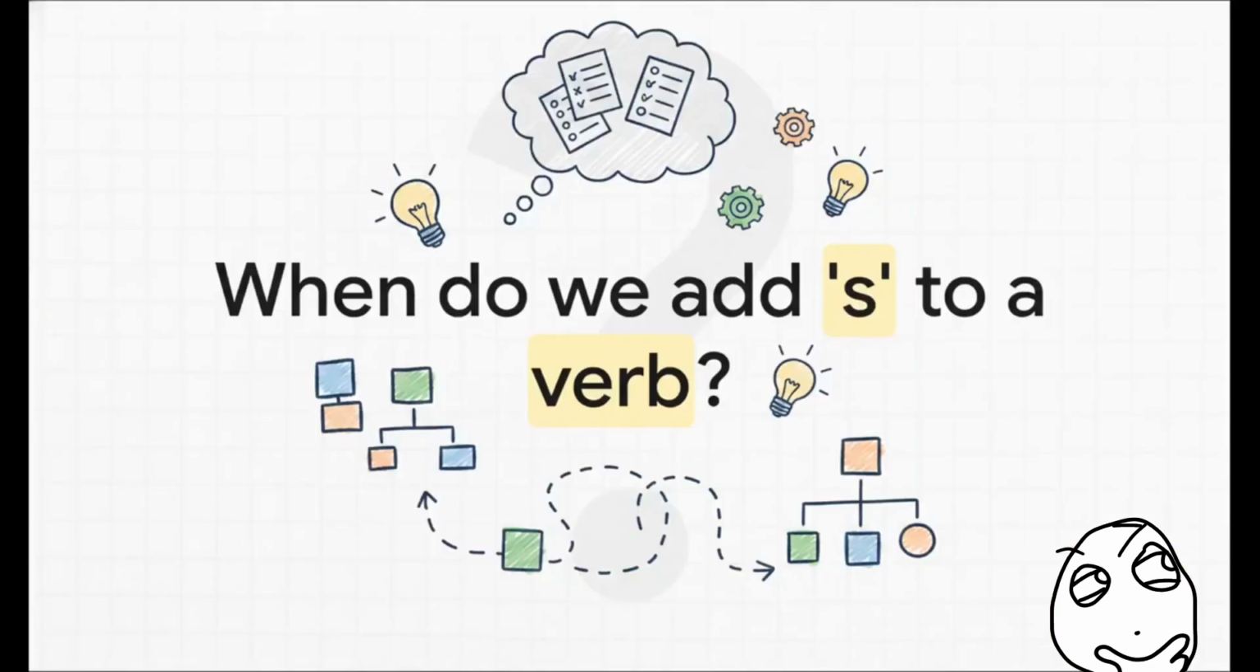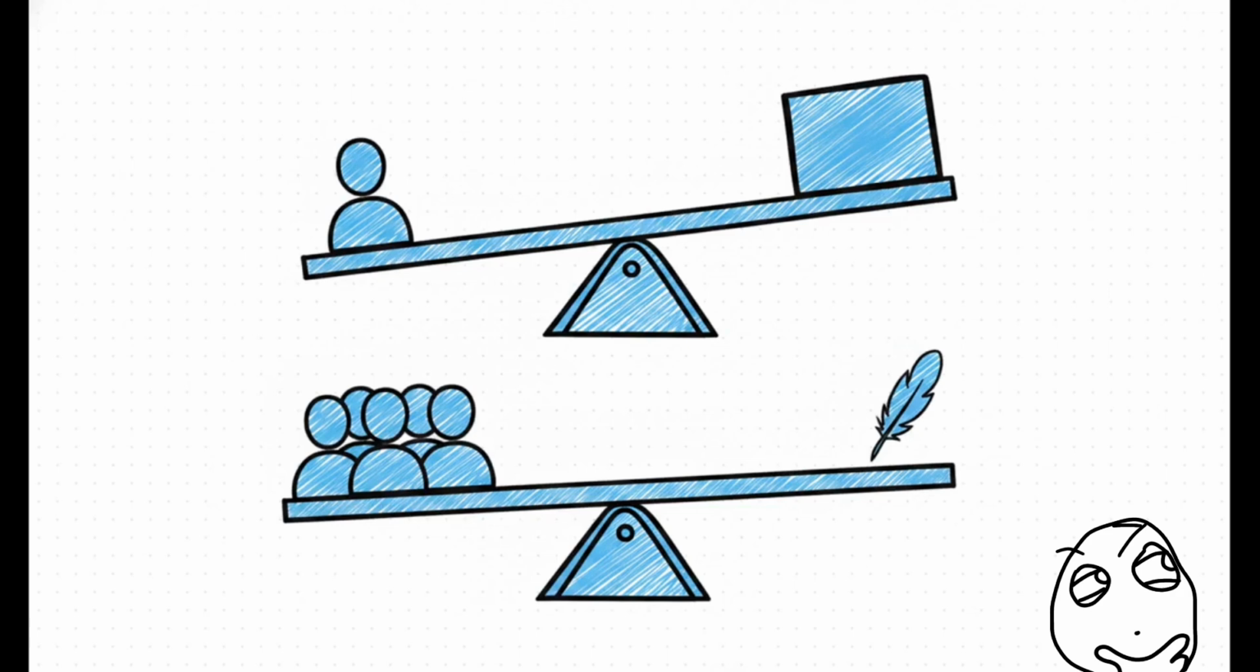Okay, so here's the ultimate question that always pops up during tests. When do we actually add an s to a verb? It's so easy to just guess and hope for the best, right? Well, today we are building a simple, foolproof, logical system so you will never have to guess again. Here is the number one rule for the present simple tense. I like to call it the seesaw trick.